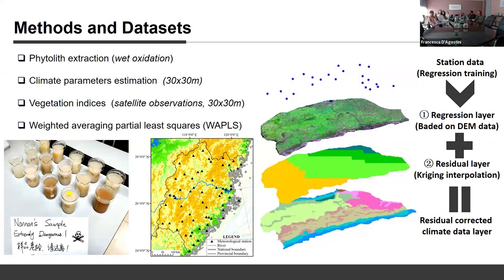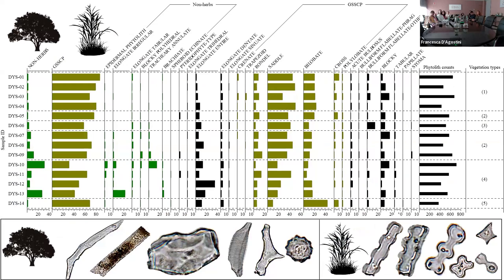After we got the phytolith assemblages and the parameters, we used mathematical calculation, weighted averaging partial least squares regression, to establish the relationship between the phytolith assemblages and the parameters. Now we see the results.